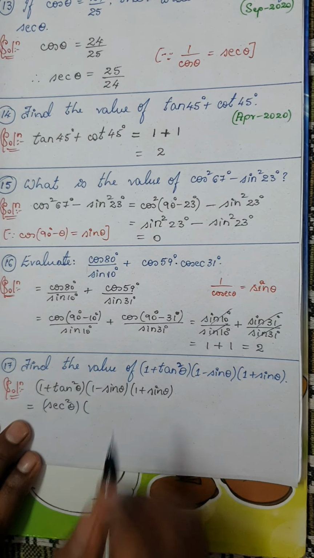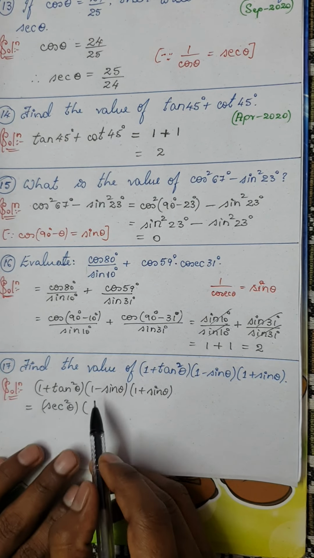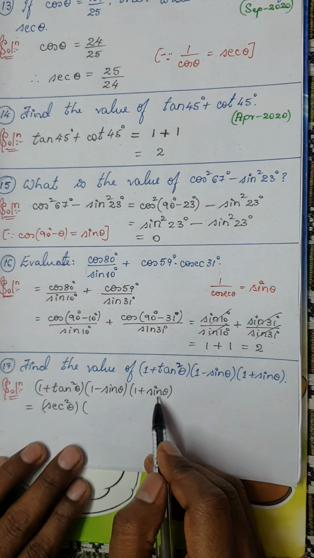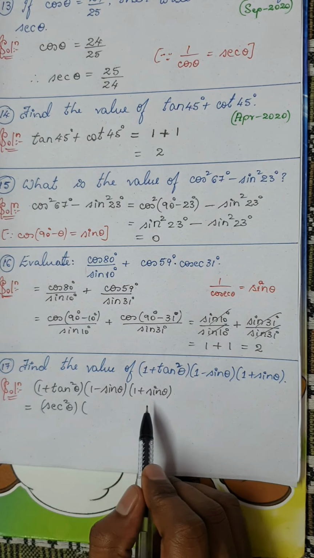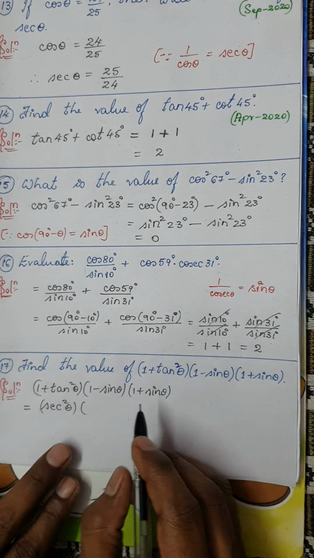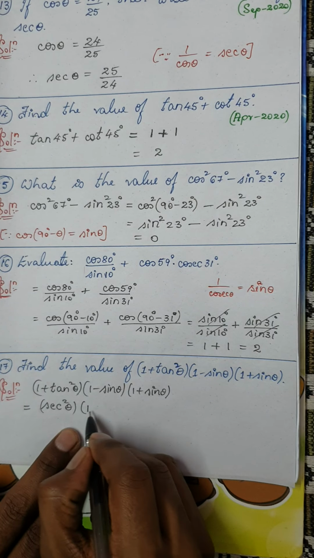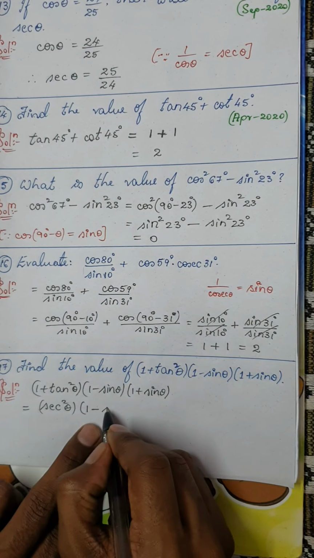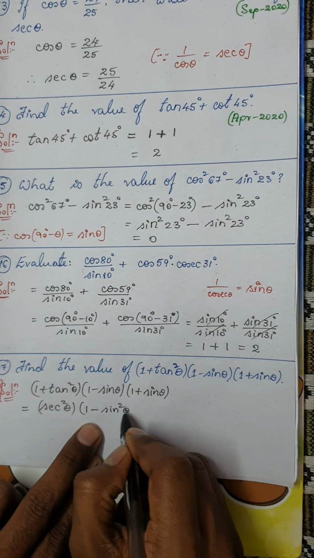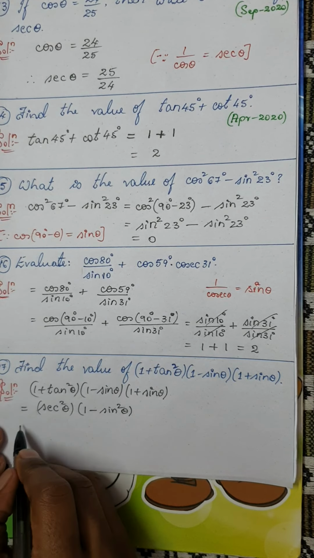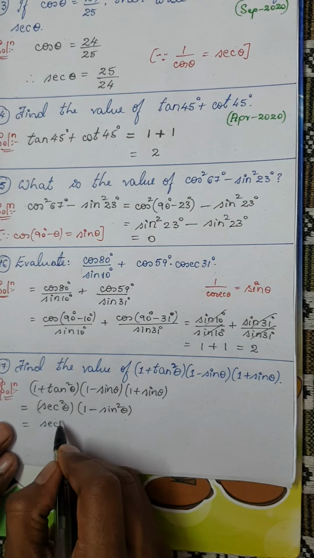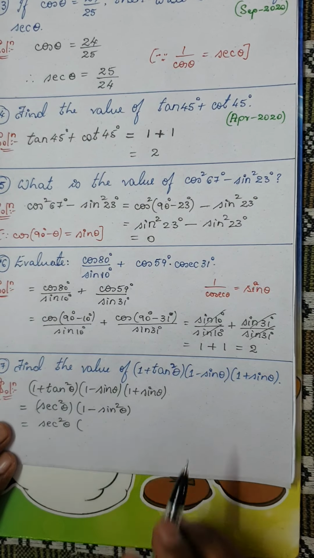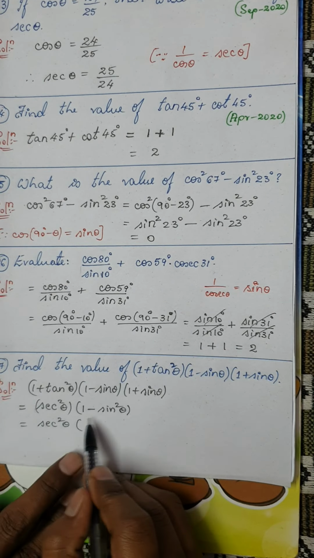Good. Now, Aishwarya, don't you think 1 minus sin theta into 1 plus sin theta looks like a minus b into a plus b? What is a minus b into a plus b? It is a square minus b square. So you'll get a square means 1, b square means sin square. So this is secant square theta into, now Kirti, can you tell me what is sine square?